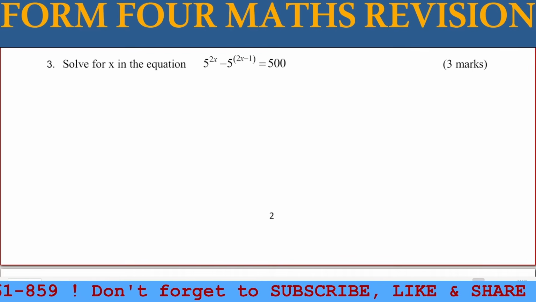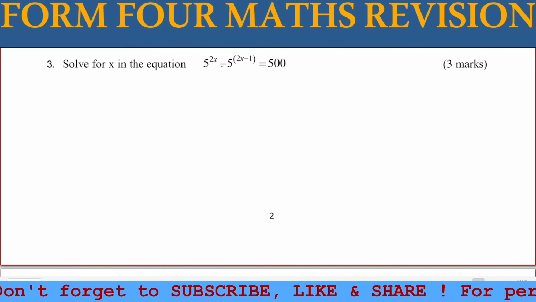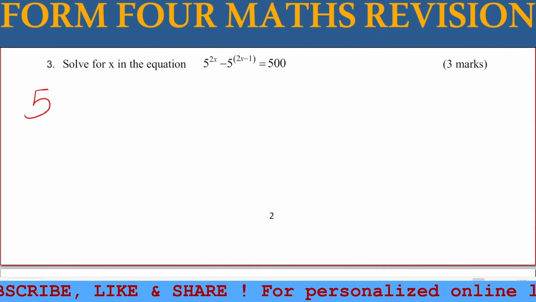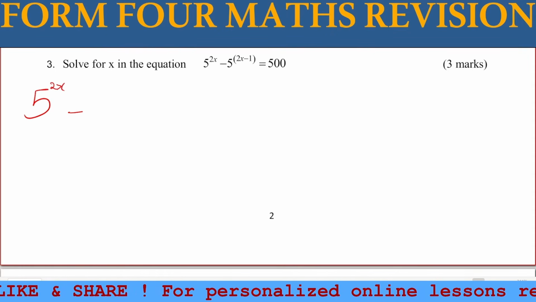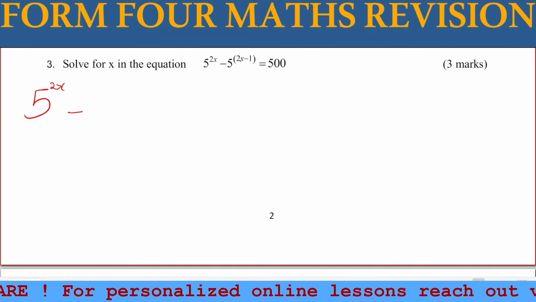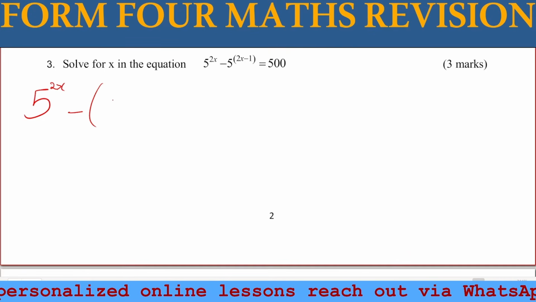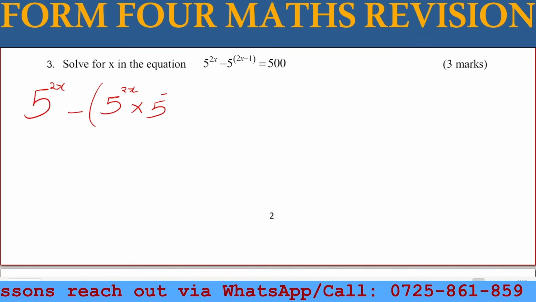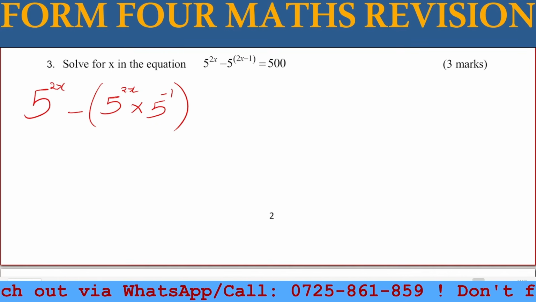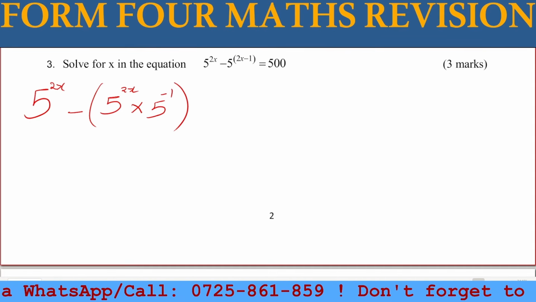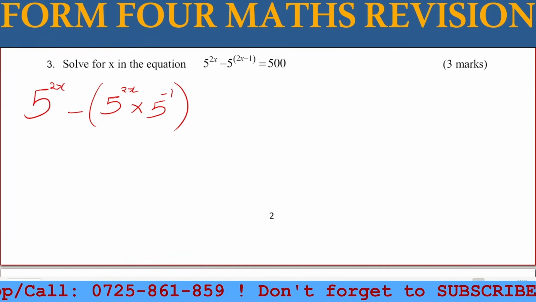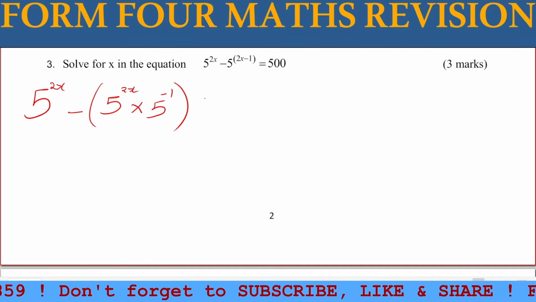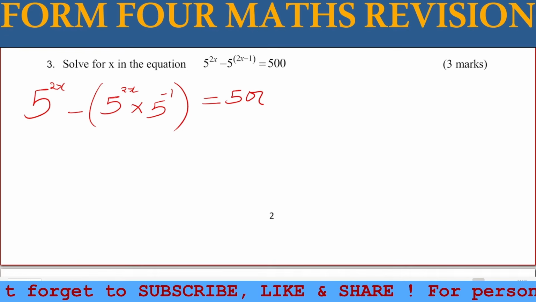For the left hand side, it is possible to split 5 to power 2x minus 1. So we shall have 5 to power 2x subtract, and that one you're going to write as 5 to power 2x times 5 to power 1. We're simply splitting that. So 5 to power 2x subtract 1 is equivalent to 5 to power 2x multiplied by 5 to power negative 1. Everything is equal to 500.